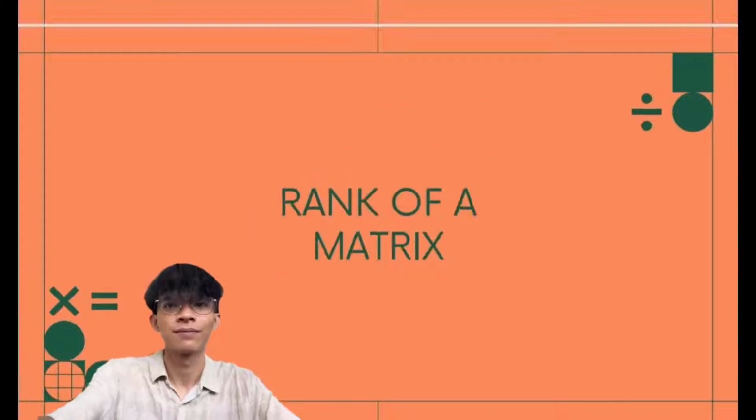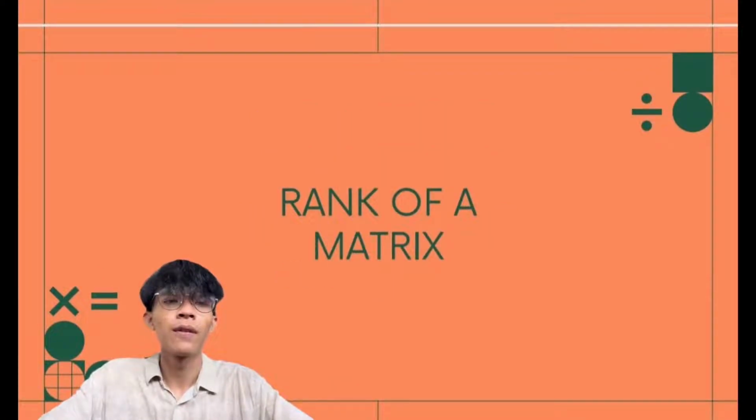Next, in this subtopic, we have the rank of a matrix. The rank of a matrix A is the number of non-zero rows in the row echelon form of matrix A, denoted as rank A.